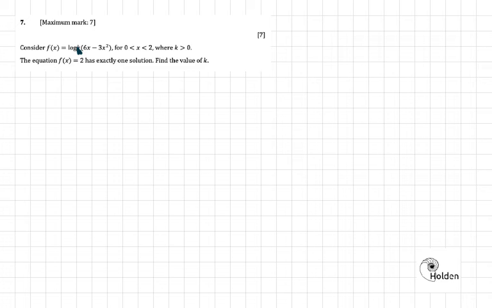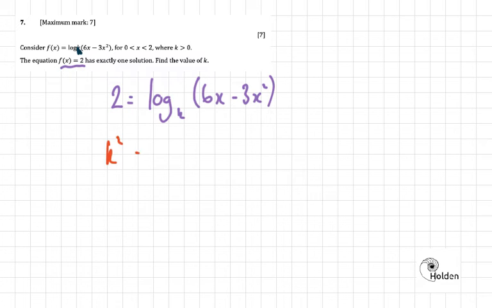Alright, so f of x equals 2 has exactly one solution. Let's substitute that in. So it must mean that 2 is equal to log at the base k of 6x minus 3x squared. So when we raise k squared, that's going to give us 6x minus 3x squared. So those two are equivalent. So we're using the log rules.